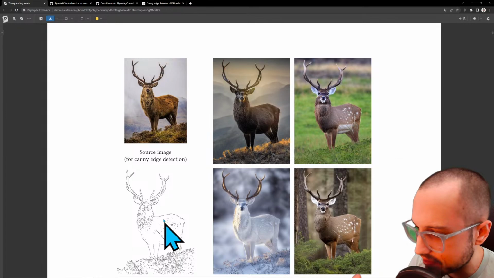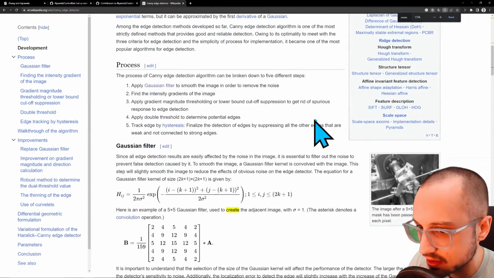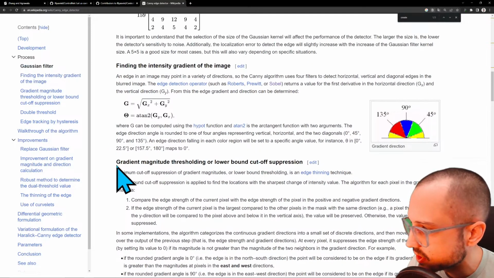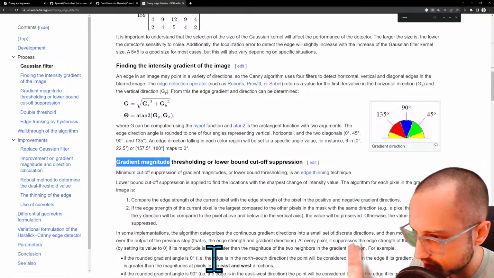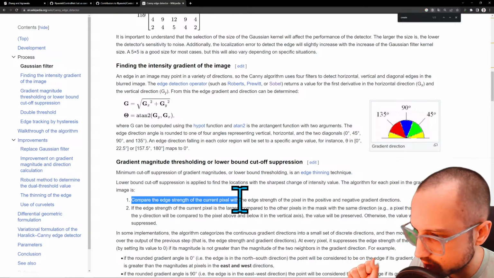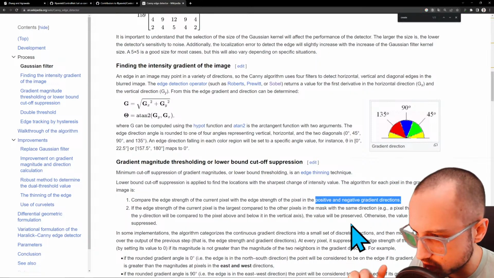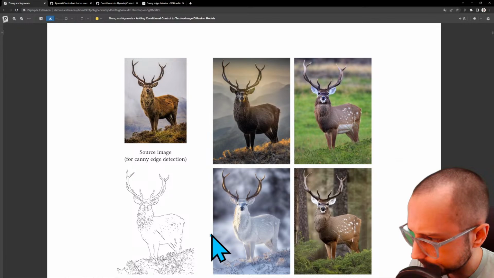You don't need any kind of advanced algorithm to really detect that edge. It's actually quite obvious, and you're just basically taking a gradient, right? Or not a gradient, but the right word, gradient magnitude. There you go. So you're saying how much do these values change from the pixels to the left of it and the pixels to the right of it, the pixels on top of it, the pixels to the bottom of it, and so on. Compare the edge strength of the current pixel with the edge strength of the pixel in the positive and negative gradient direction. So positive and negative gradient directions here just means you're moving this way or this way, right?